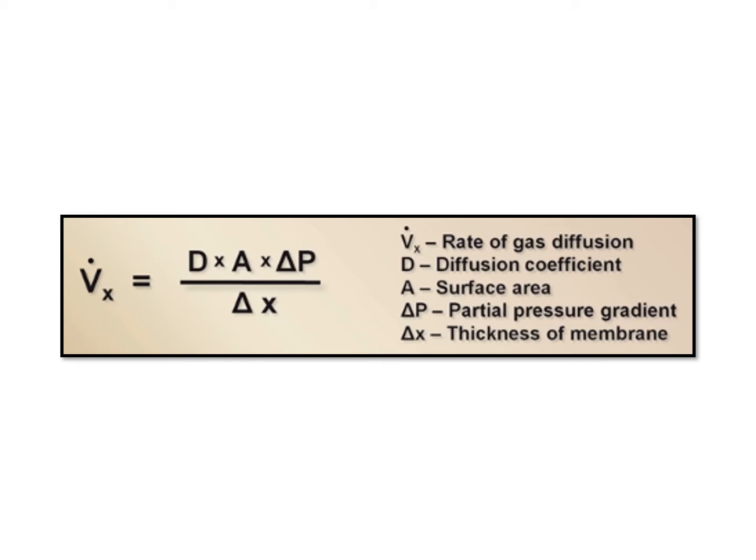D stands for diffusion coefficient, which is a constant for a gas. A is surface area, delta P is the partial pressure gradient across the membrane, and delta X is the thickness of the membrane. So as the surface area of the membrane increases or the partial pressure gradient increases, the diffusion of gas is going to increase. Whereas if the thickness of the membrane increases, then the diffusion is going to decrease.